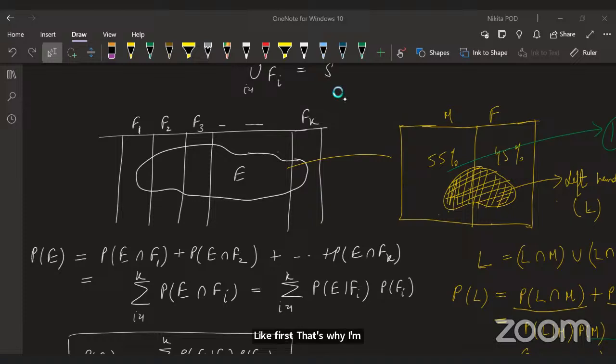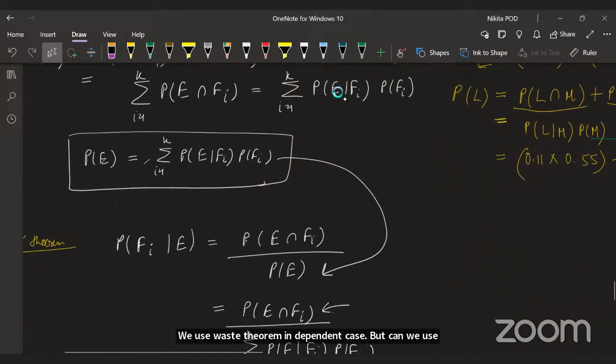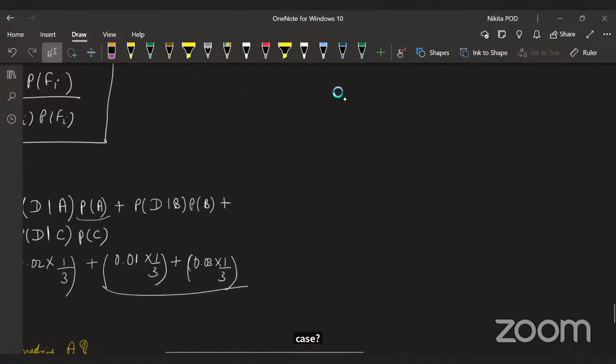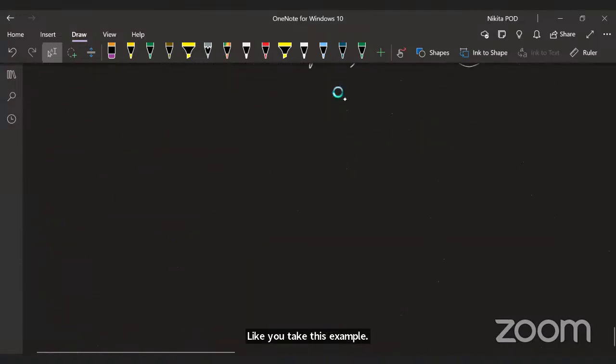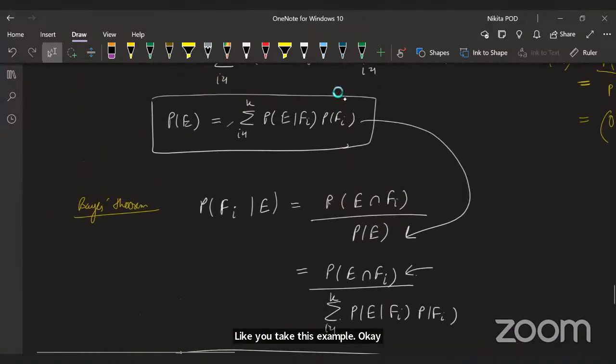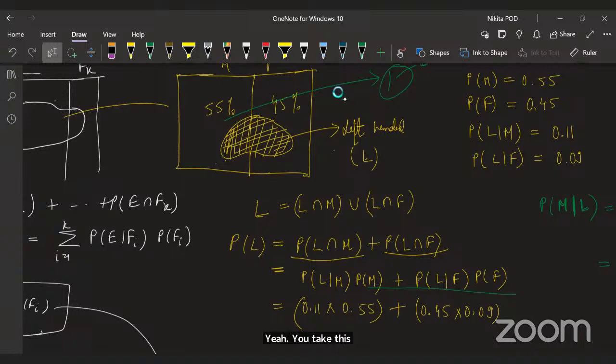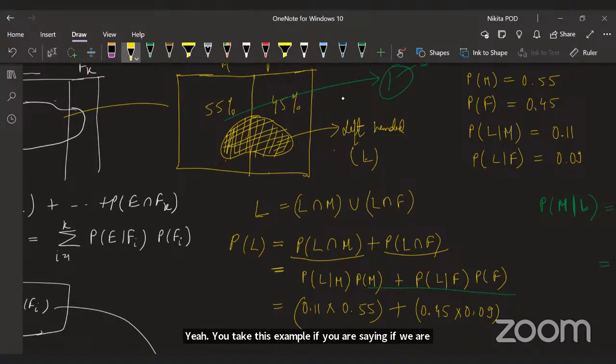We use Bayes theorem in the dependent case, but can we use Bayes theorem in the independent case? You try doing it, no? That's what I had told you. Take this example. If we are saying they are not dependent, then the probability of L given M, you will just study it as the probability of L times the probability of M. Yes.